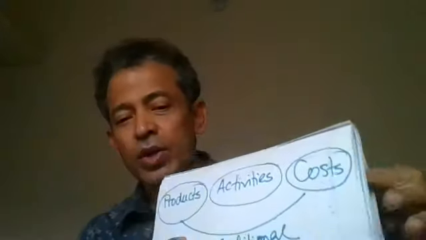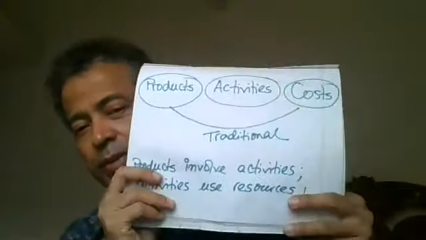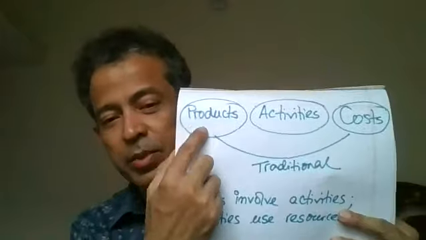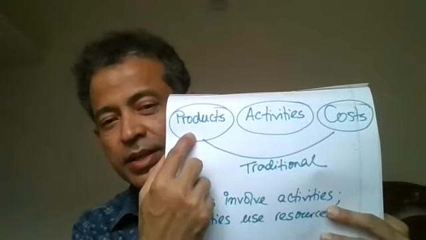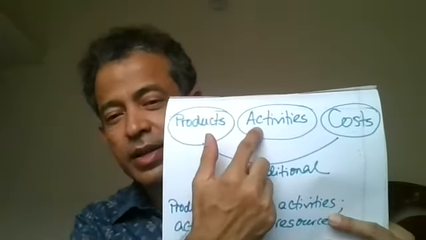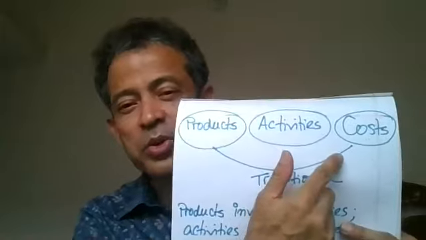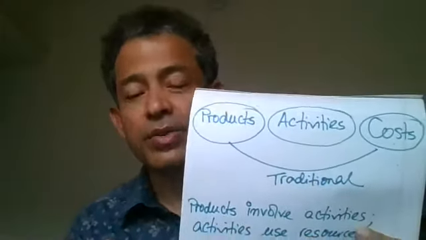So I drew this small diagram here. You can see what ABC does. ABC says products, meaning products and services, they don't consume resources. They consume activities.